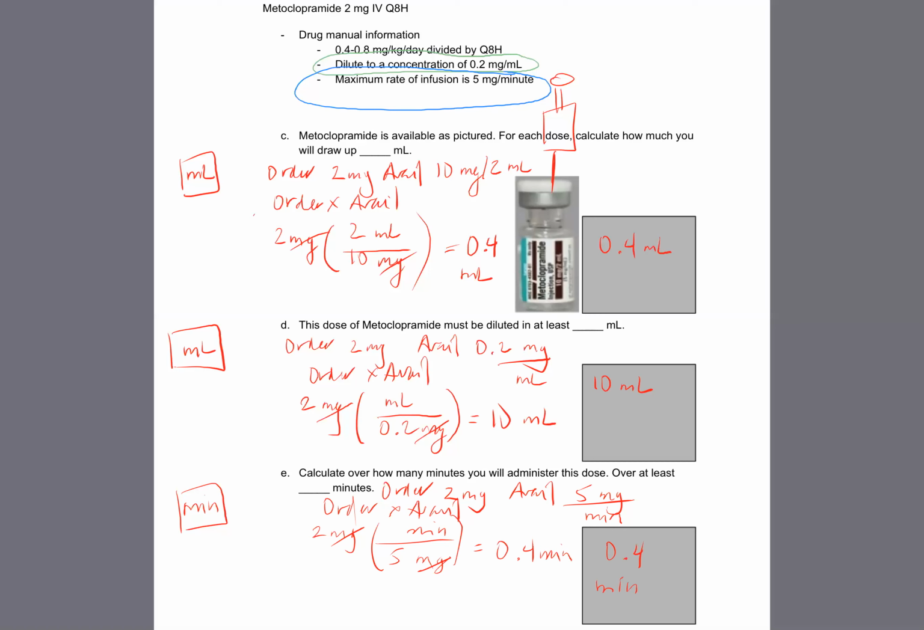So what this means is you will take this vial, take 0.4 mL of this medication in the syringe, and dilute it into 10 mLs of a diluent. Depending on your drug manual information, it could be D5W, sterile water, or NS. And then once you dilute it, you're going to go ahead and administer the medication, and it cannot be faster than 0.4 minutes.